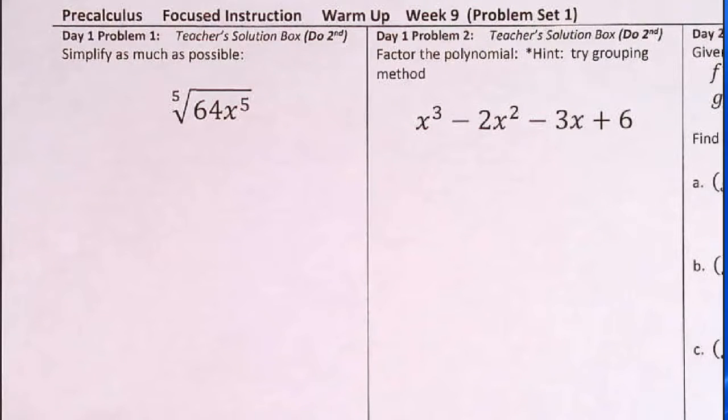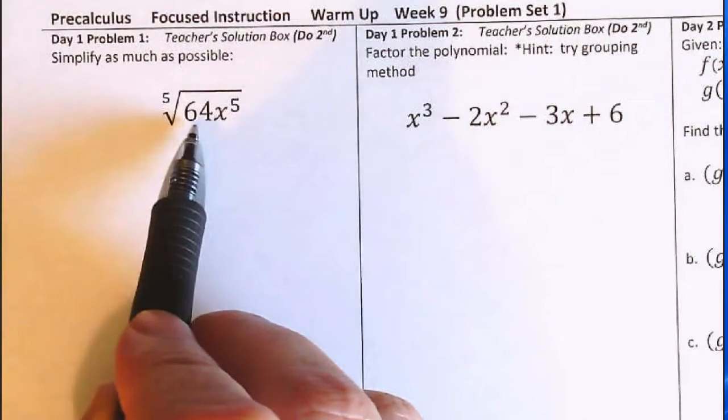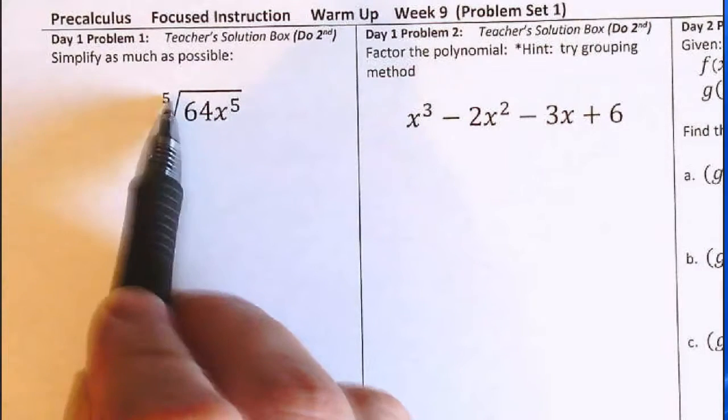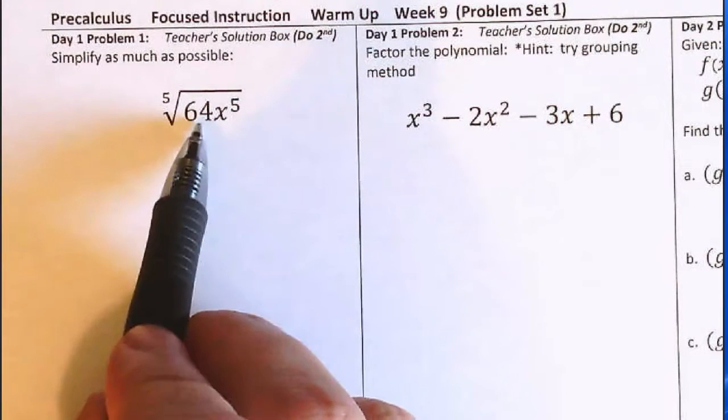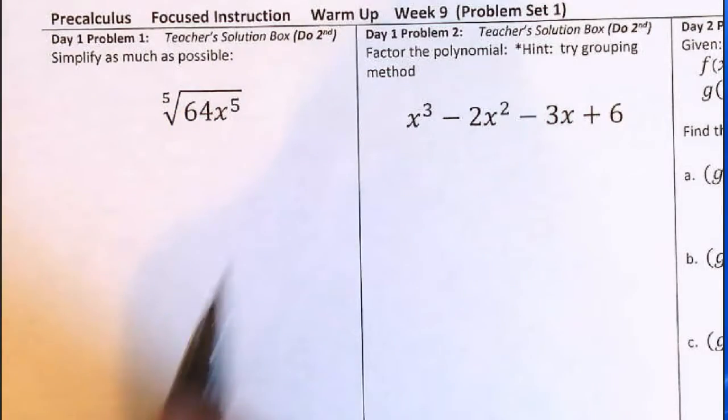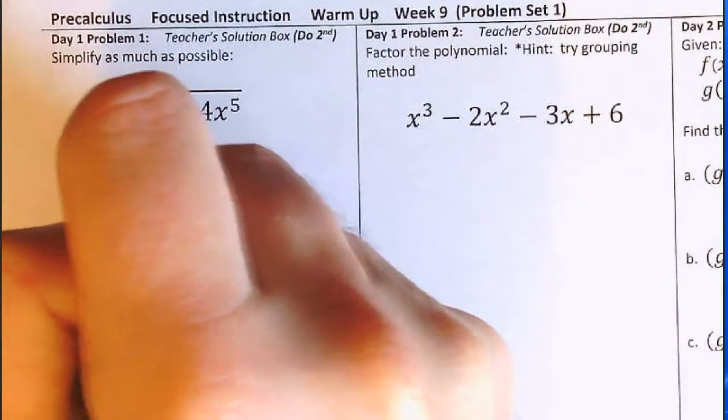Here's the answer for day one, problem one. Simplify as much as possible. We have the fifth root of 64x to the fifth power. 64 is not a number that you can take a fifth root of and get a whole number result, but 64 does factor into 32 times 2. So that'll be our first step.